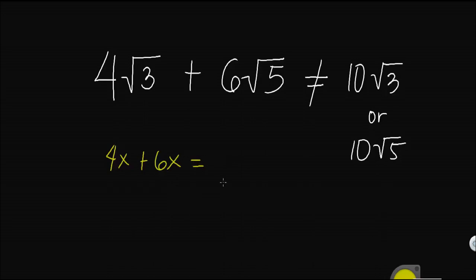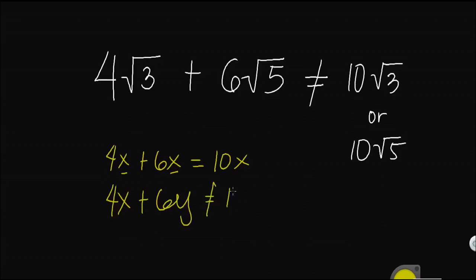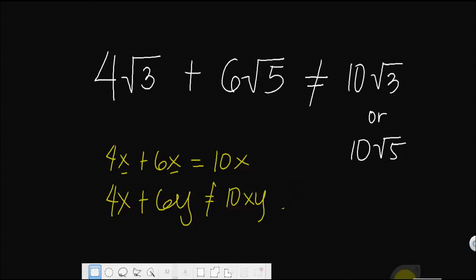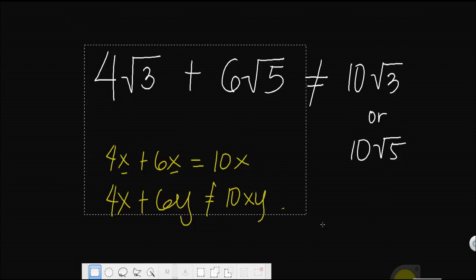4x plus 6x, they have the same variable x. Then we can add the numbers, 10x. Example number 2 is just like this: 4x plus 6y. So their variables are not the same. It's not equal to 10xy. It's not like that. Okay. So that is the primary rule that we need to know for this topic.